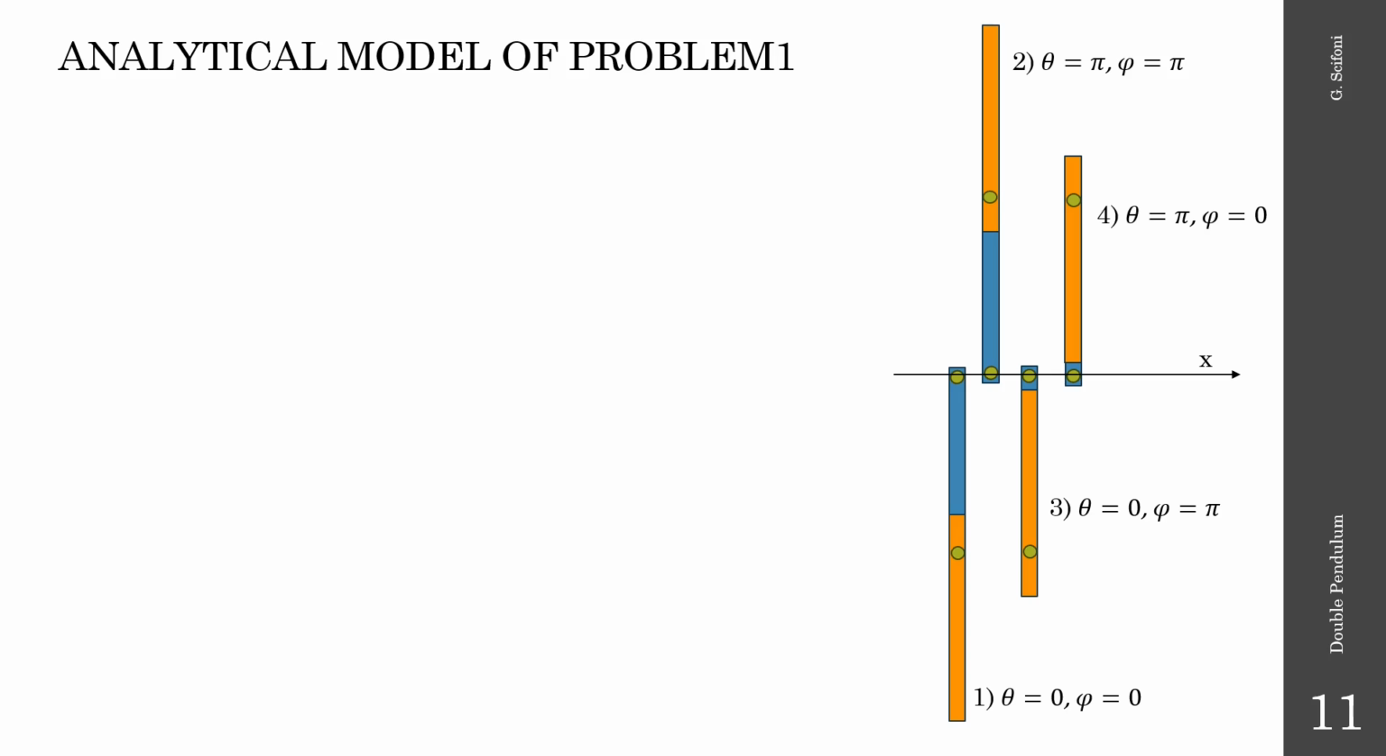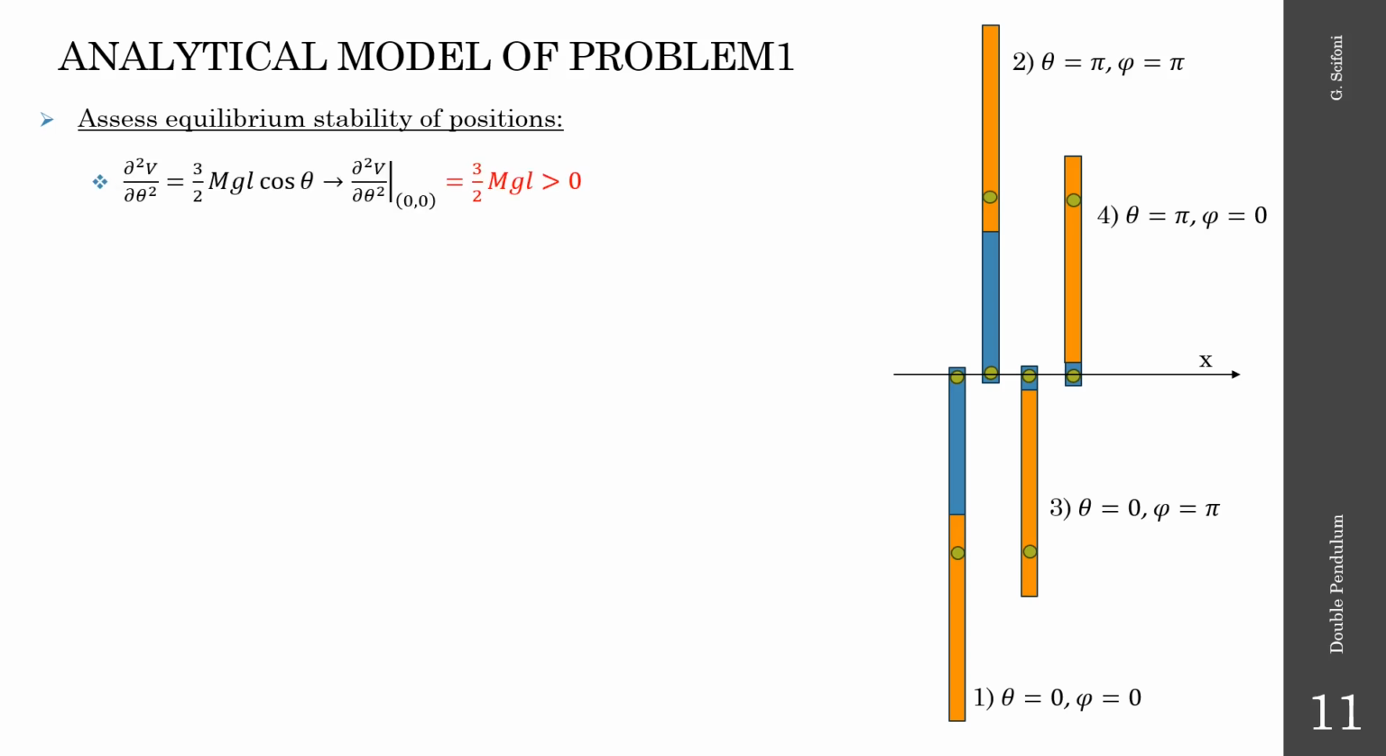Let's assess now which positions are stable and which not. For doing that, we write the second derivative of capital V with respect to theta. That turns into 3/2 of mg into L cosine theta. And we calculate its value for the first equilibrium point 0, 0. This value is positive.